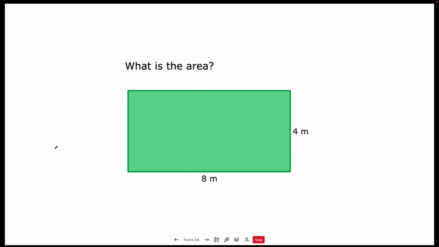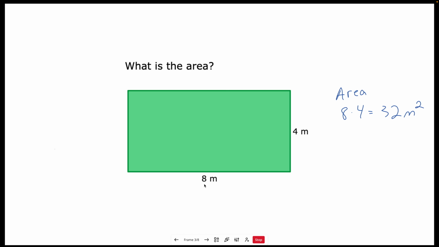Okay, so here we have a rectangle and it says, what is the area? To find the area of a rectangle, you really just have to multiply the two sides together. So you just multiply 8 times 4. So area is 8 times 4, which is 32. And you're doing 8 meters times 4 meters. So this is meters squared, or some people might say 32 square meters. Same answer.